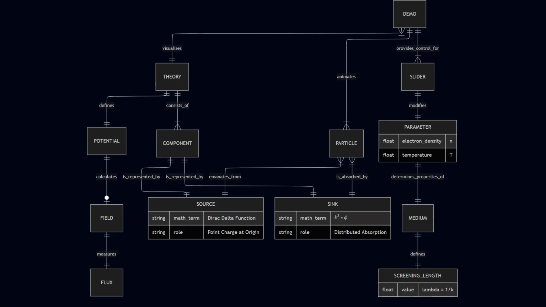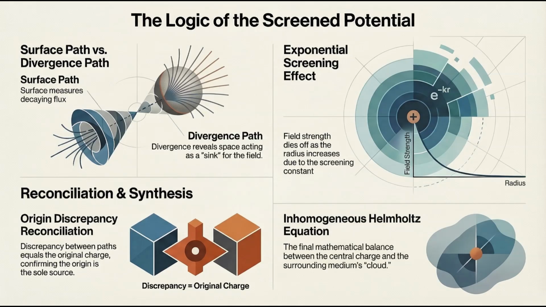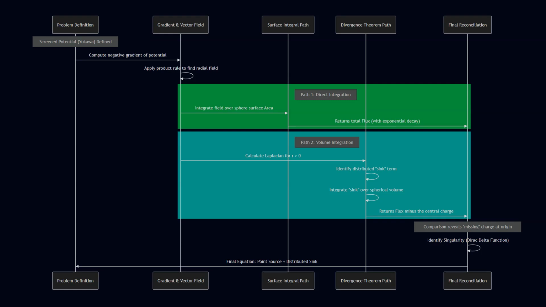Connecting theory to control. The ERD maps the relationship between the physical variables mentioned in the text, such as electron density and temperature, and the interactive sliders used in the simulations.